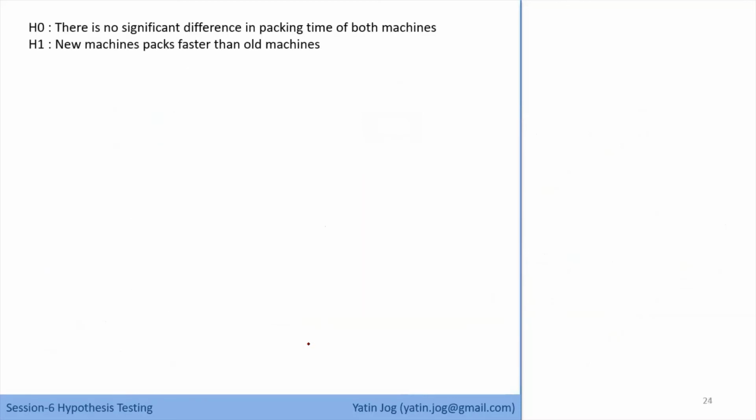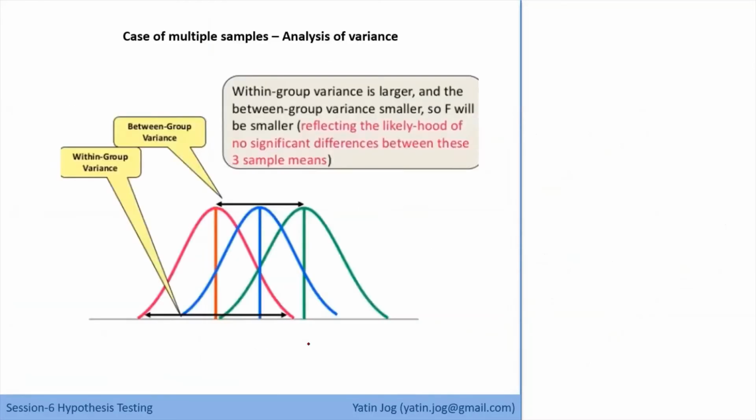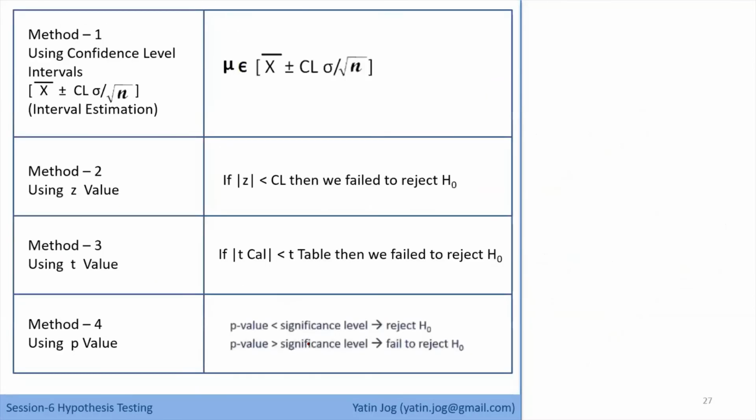I'll just skip this part. We'll solve these examples, but before solving the examples, look at this summary. Now, because we have discussed the p-value analysis, this is the summary of all the methods and all the rules. Method 1 is using the interval estimation method. The rule says if mu for H0 belongs to this interval, then we fail to reject H0. The rule remains same.